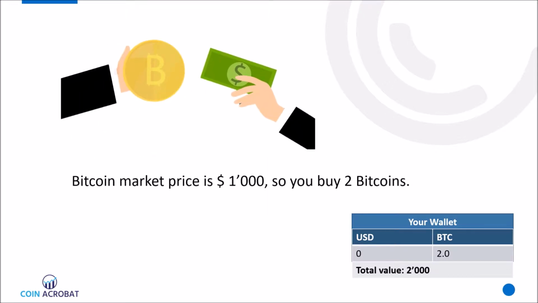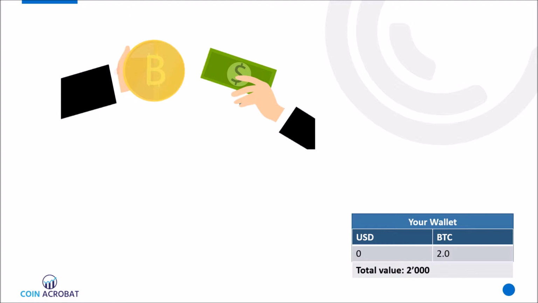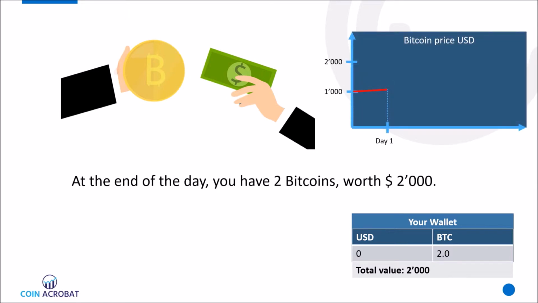For the sake of the model situation, the market price of Bitcoin is $1,000 today. For your $2,000, you can afford 2 Bitcoins, so you buy 2 Bitcoins. At the end of the day, your assets still have a value of $2,000, but now you have it in Bitcoin currency.